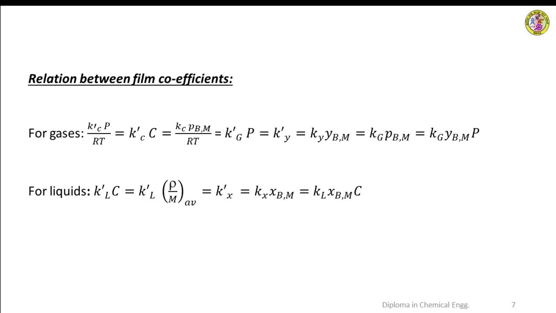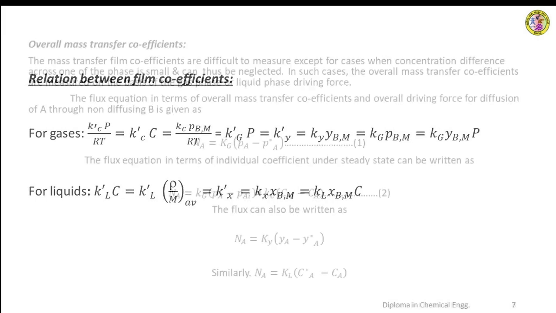So this is the relationship that exists between the various individual film coefficients for the gas phase, and in the same way we have a relationship in case of liquids as well. So KL dash will be equal to KL dash into rho by m average, that equals Kx dash, that equals Kx xbm, that equals KL xbm into C. So that is all about the relationship between the mass transfer coefficients.